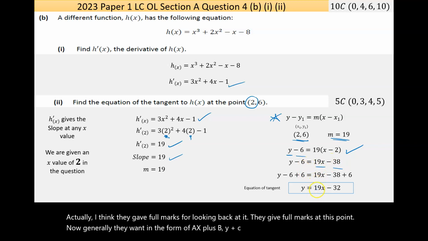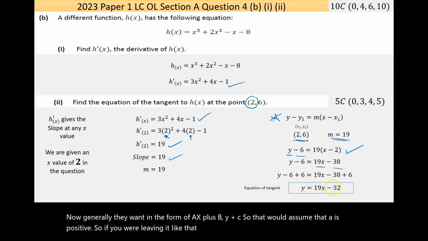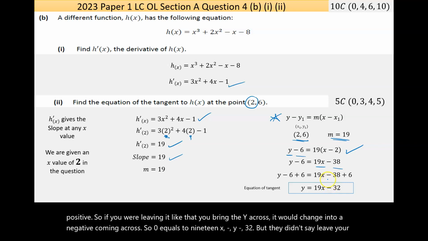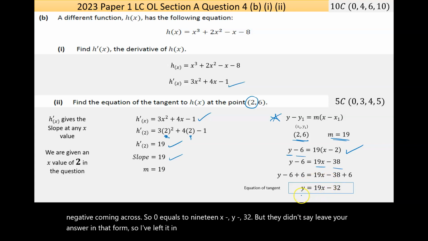So that would assume that a is positive. So if you were leaving it like that, you bring the y across, it would change into a negative coming across. So 0 equals 19x minus y minus 32. But they didn't say leave your answer in that form. So I've left it in the engineer's format.